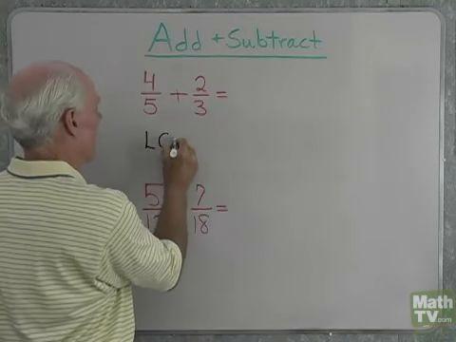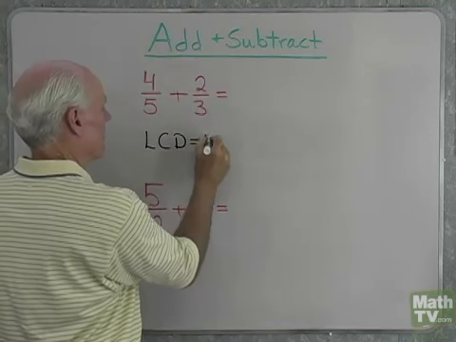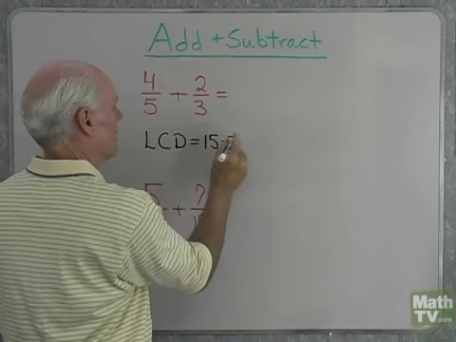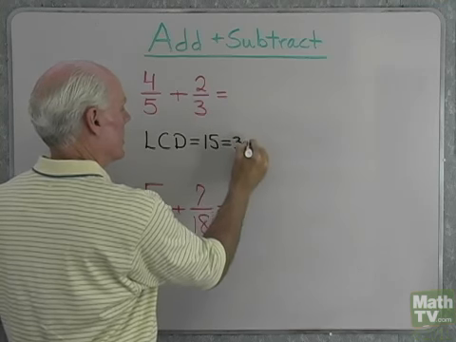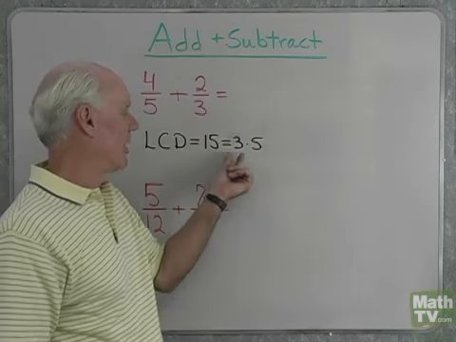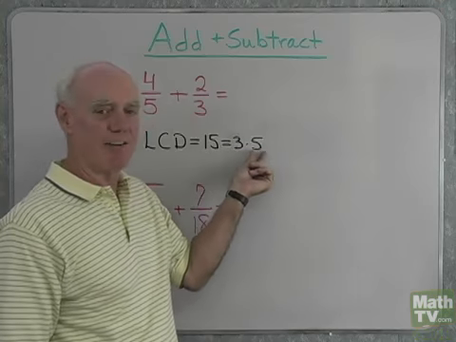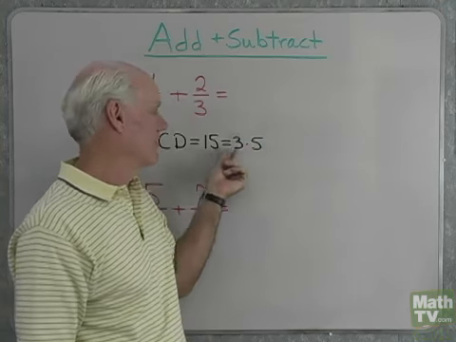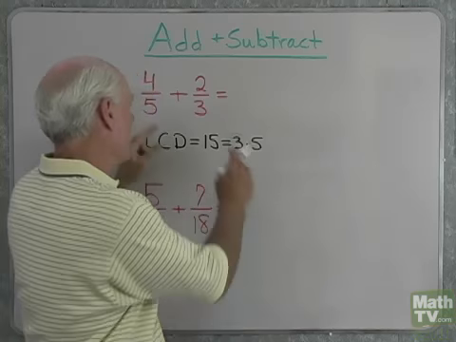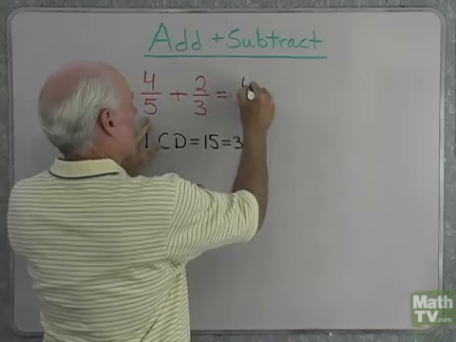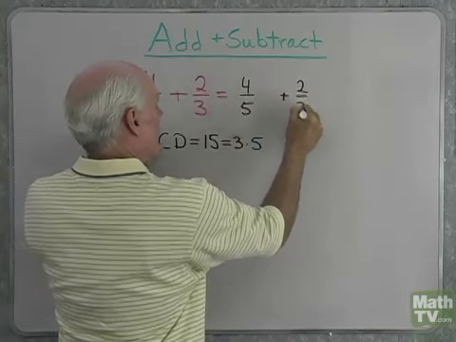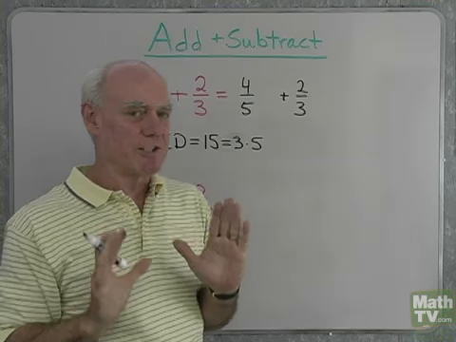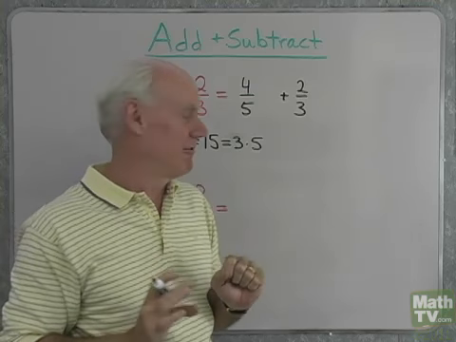The least common denominator is going to be 15 because 15 is 3 times 5. So I know that 3 divides 15 5 times, and 5 divides 15 3 times. So now I want to change my two original fractions, 4/5 and 2/3, into fractions that have the same value but have the denominator 15.